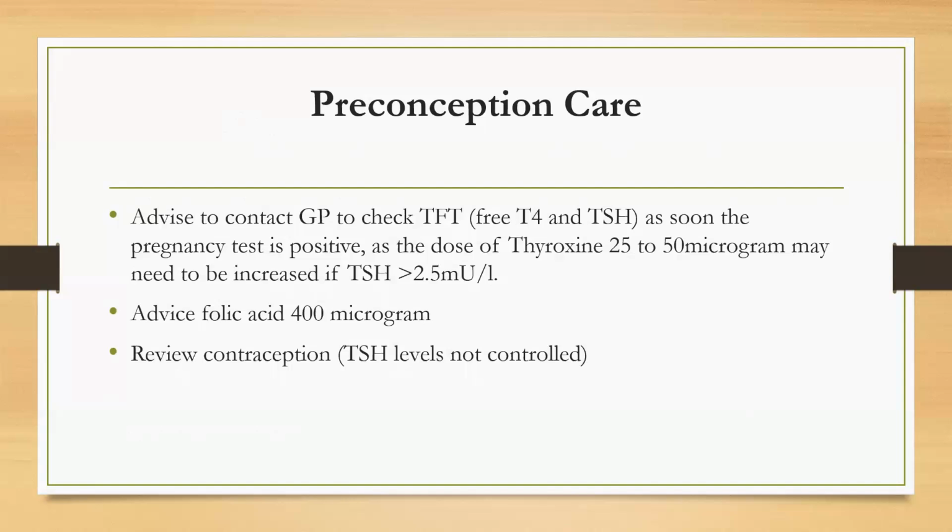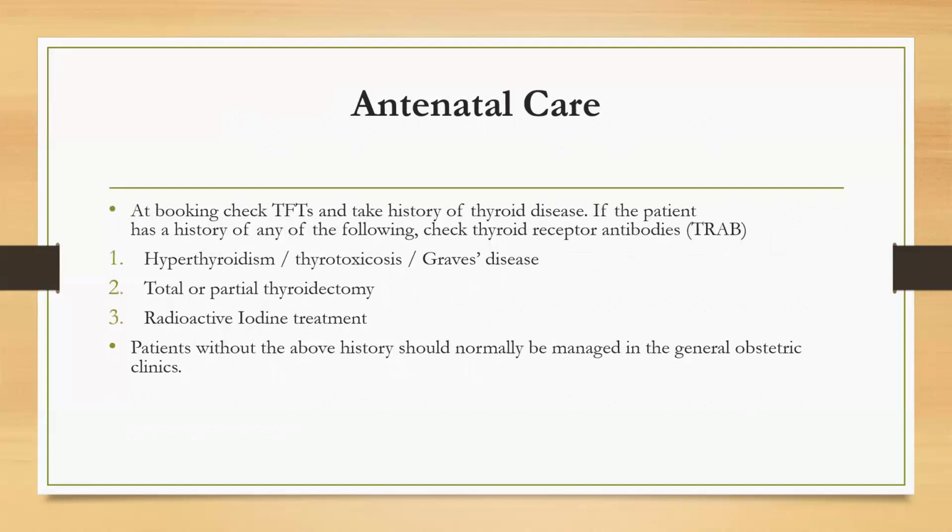Advise folic acid 400 microgram, because there is no need to give extra folic acid like 5 mg. So we will advise the routine folic acid and review contraception. If TSH is not controlled, then we will ask the patient to continue contraception until optimum health is achieved. In the antenatal care at booking, check TFTs and take a history of thyroid disease.